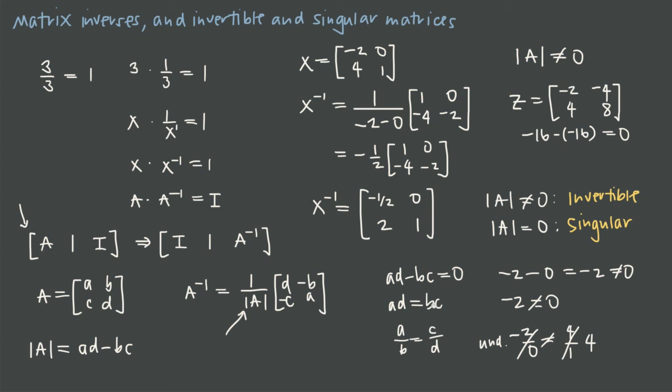Or I could have taken AD equals BC, and I would have gotten -16 equals -16. And because that's a true equation, I know right away that the matrix is singular. Or I could have taken the ratio. So I could have said -2 over -4 is a positive 1/2, and then 4 over 8 is a positive 1/2. And because those are equal, I know that the matrix is singular. So again, just going back to this idea that we can use the determinant as a quick test to determine whether or not a matrix is even going to have an inverse in the first place.